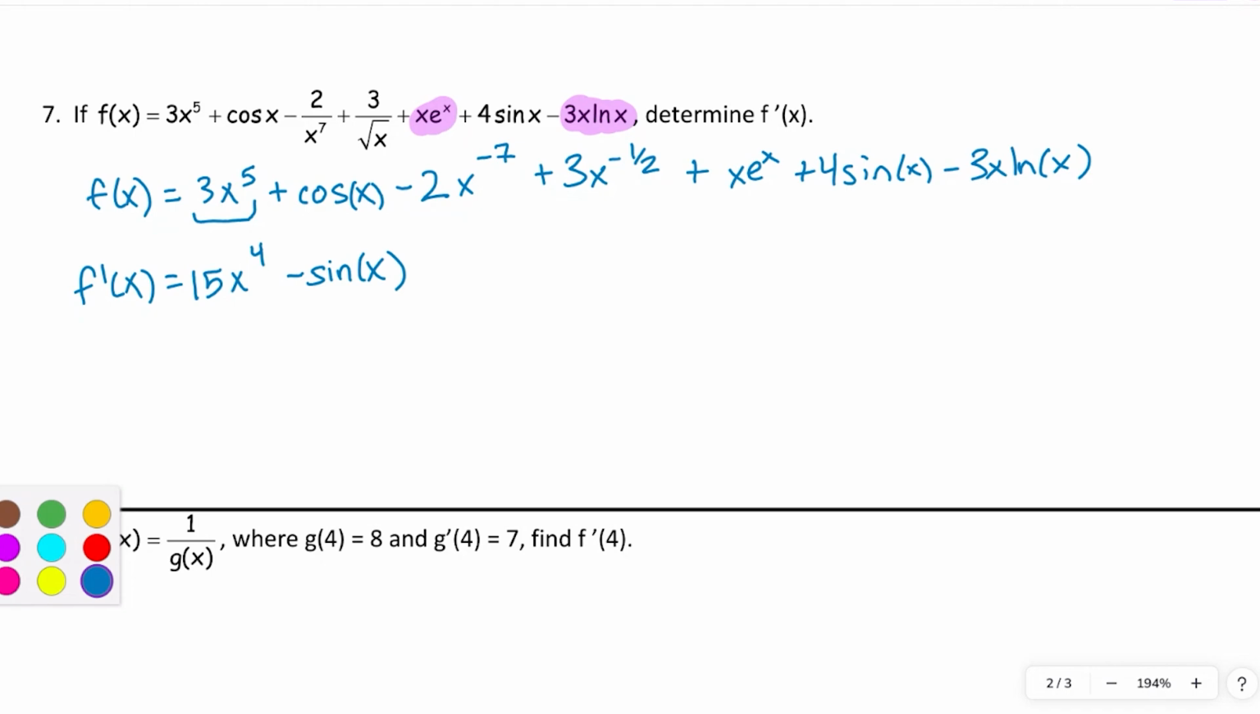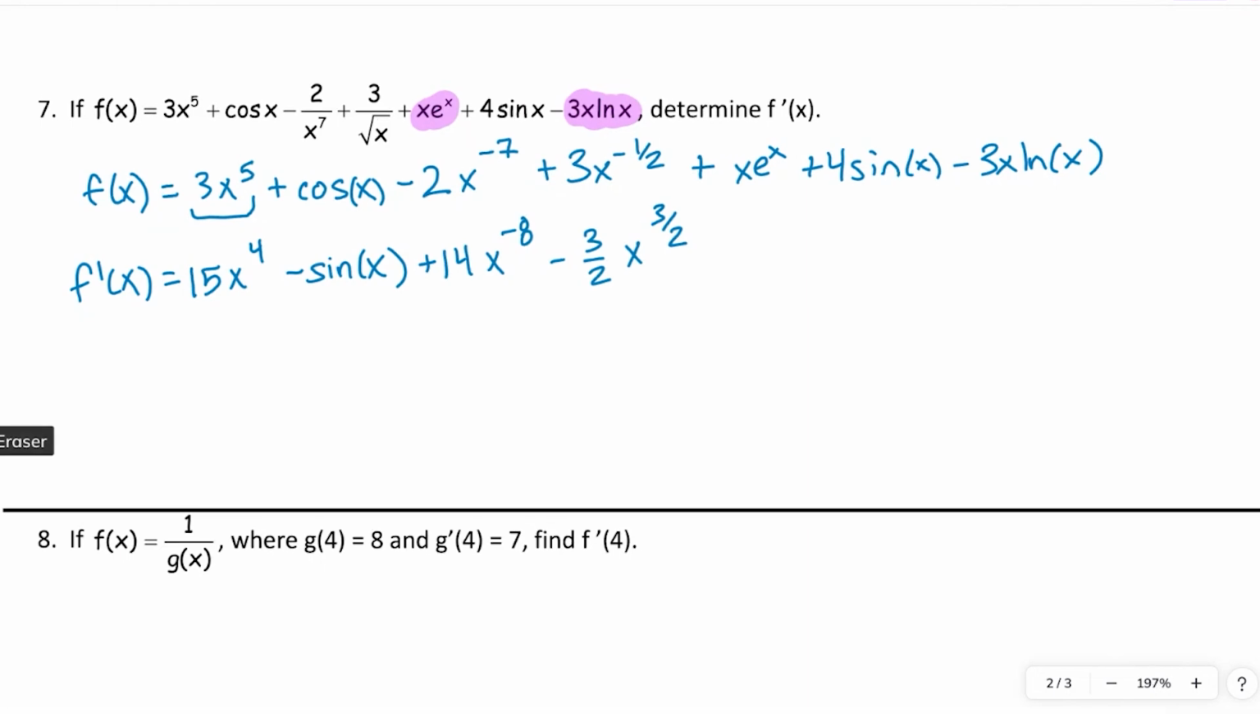We could use the power rule on this next term, negative 7 times negative 2 is positive 14. And we can use power rule on the next one as well. So we're going to have minus 3/2 times x to the negative 3/2. I should say negative 3/2, a little hard to see that negative.